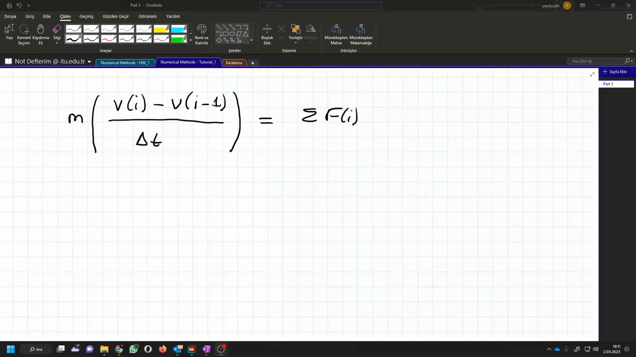Now we can express this equation in two ways. I believe there is no harm in that. One, I can calculate my current state variable, which is v(i), using the current dynamics, that means current forces f(i), and the previous value of my state variable, v(i minus 1). So I'm trying to calculate this using this and this.